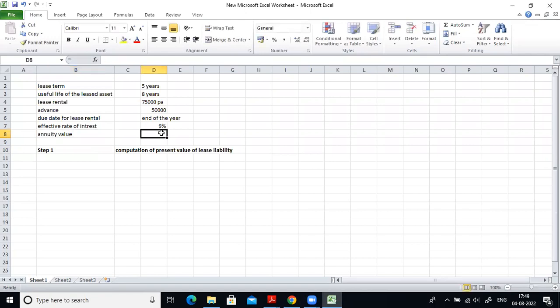So the first step, as I mentioned, we need to compute the present value of the lease liability. So how will we do this? 75,000 per annum into 3.88. So the present value of the lease liability will be 2,91,000. I hope it is clear to all. Any query? Shall I continue? So this is our first step in the books of lessee.